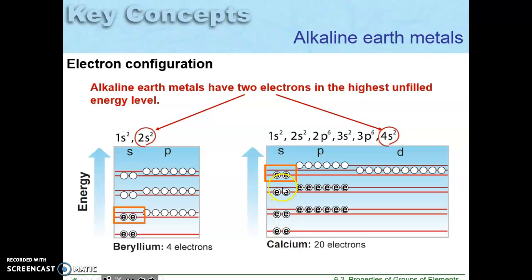And calcium has 2 in its 4th electron shell, so if it got rid of these 2, it would just have 8 in its 3rd shell, which would then be its outer shell, and it would be happy.